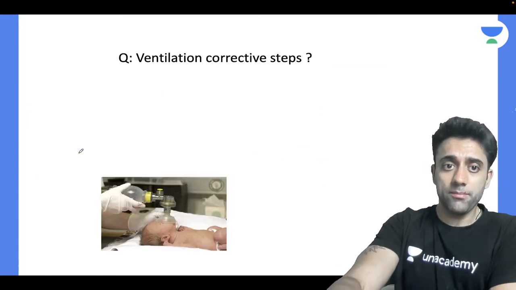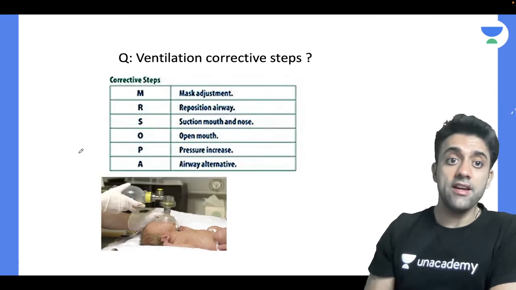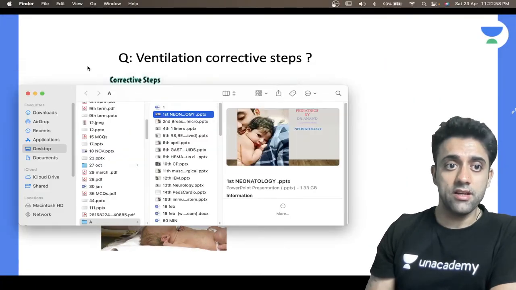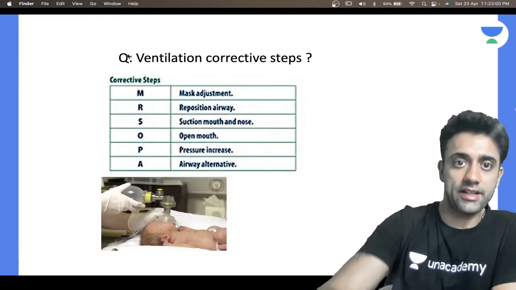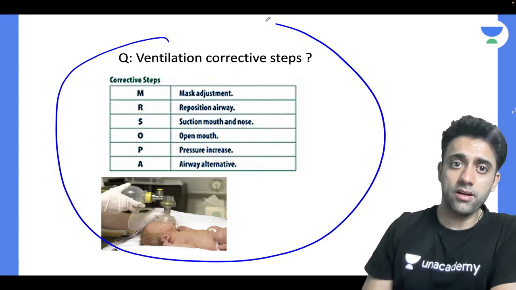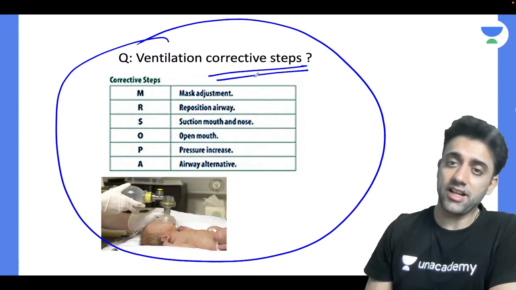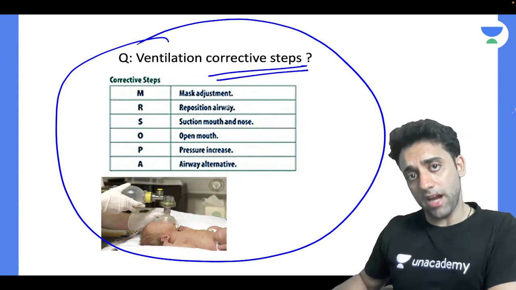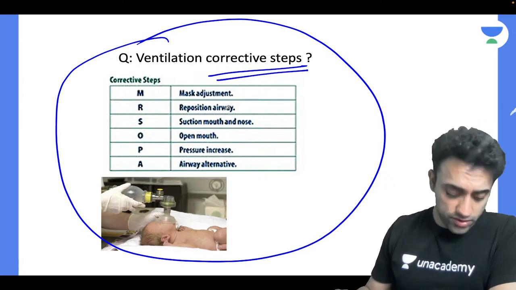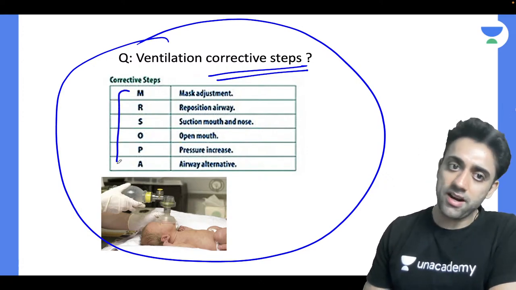What will you do? The best answer for this question is ventilation corrective steps. Now this is very important. Remember, this term is important. When do you do ventilation corrective steps? When the second time heart rate is less than 100, you will do ventilation corrective steps. What are those, sir? That is nothing but MR SOPA.